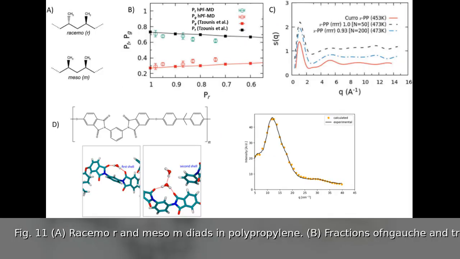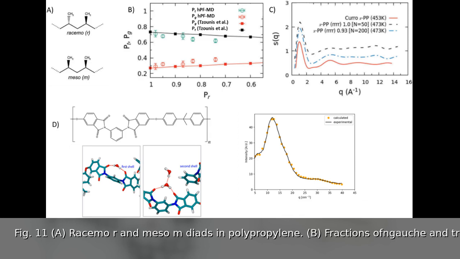Figure 11 continues the investigation of polypropylene using HPFMD, focusing on stereochemistry and chain conformations. Panel A depicts the chemical motifs defining racemo and mesodiads, which govern tacticity, the stereochemical arrangement of side groups along polymer chains. Panel B compares the fractions of gauche and trans conformations from HPF-MD simulations with literature results from all-atom MD, showing good agreement, indicating HPF-MD captures subtle effects of tacticity on chain structure.